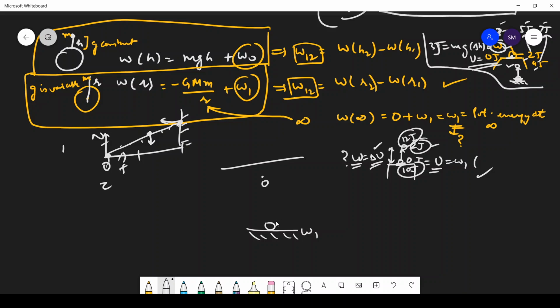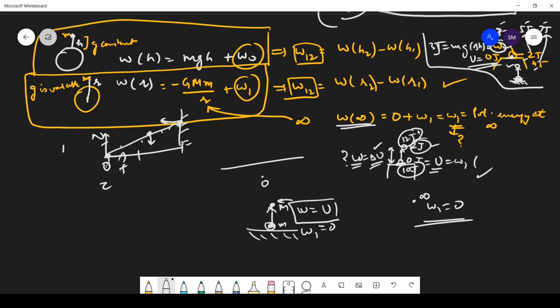Because the potential energy at this point, I have taken this mass from here to here and I am setting W1 equal to 0, so that my work done is equal to the potential energy at this point. So the amount of work done in displacing the particle, I have taken the potential energy at infinity, W1, as 0. I have set W1 equal to 0 at infinity.